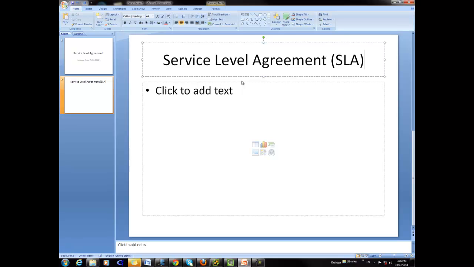So if you are a customer, for example, you would be stating in that contract that I would like to have this much performance in my network once I get a service provided by your company.